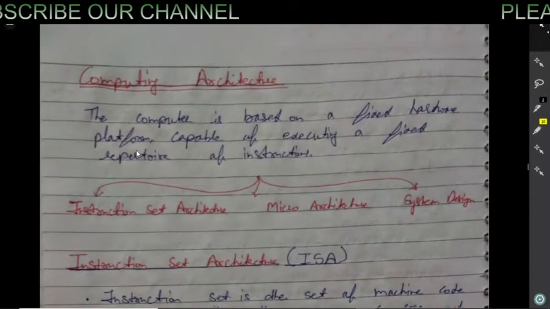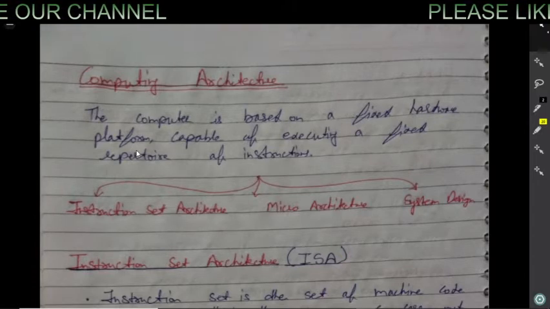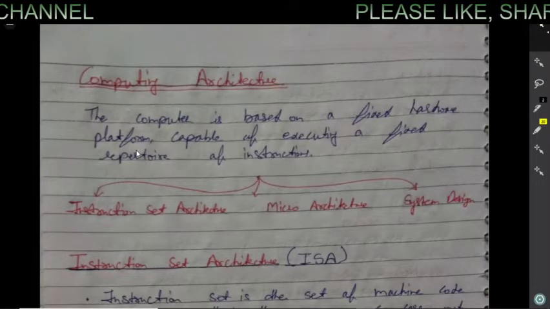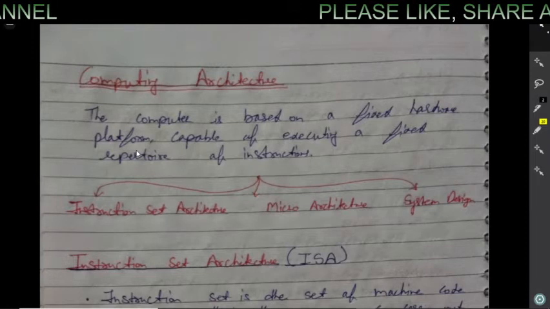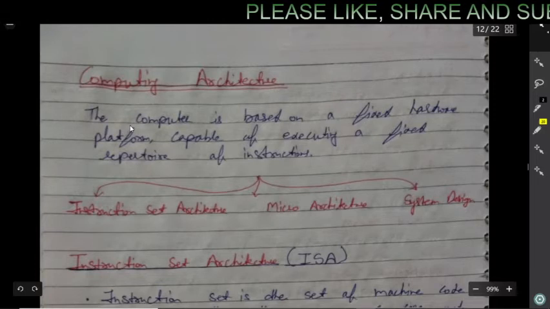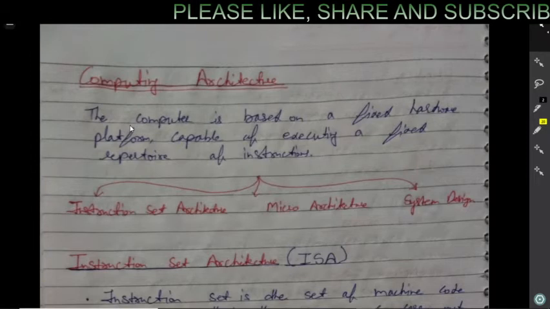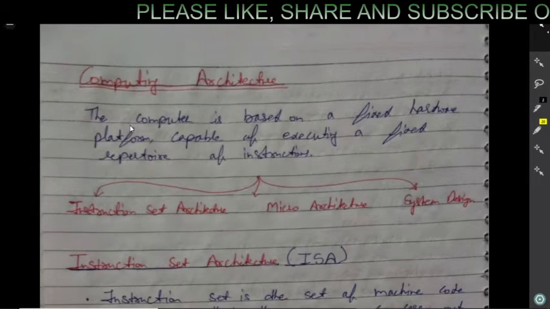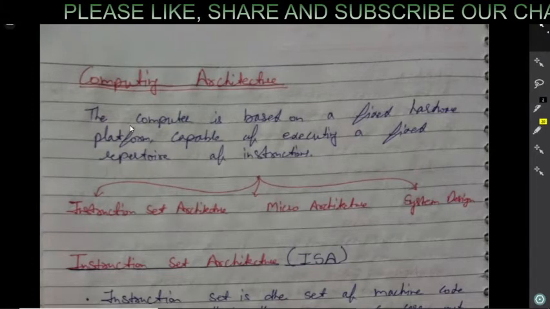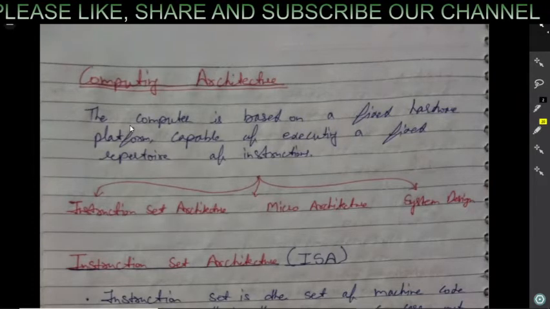Computing architecture. The computer is based on a fixed hardware platform capable of executing a fixed repertoire of instructions, यानी जो हमें instructions मिल रही है बार बार उसको किस प्रकार से हम डील और हैंडल कर रहे हैं.